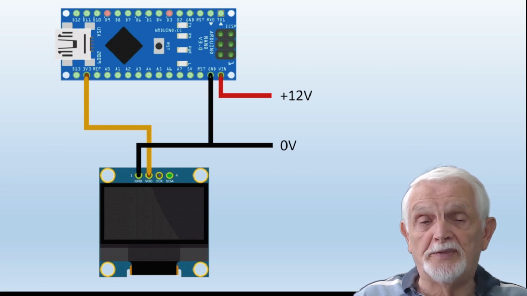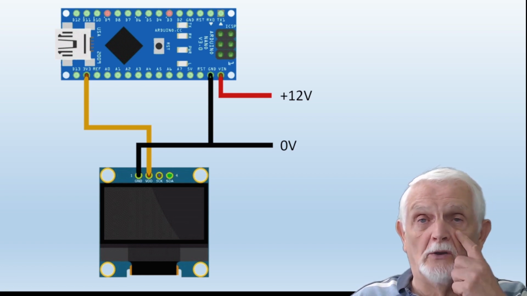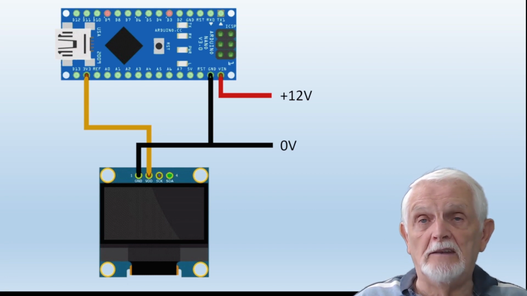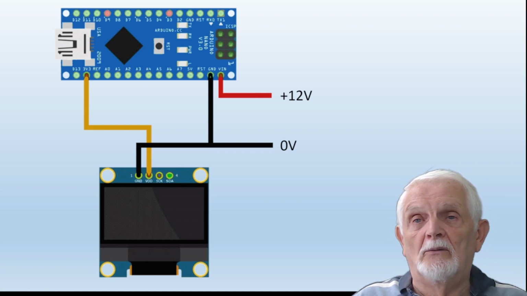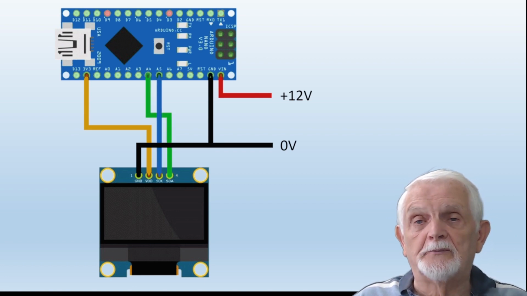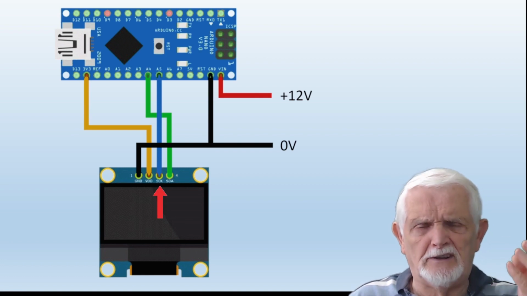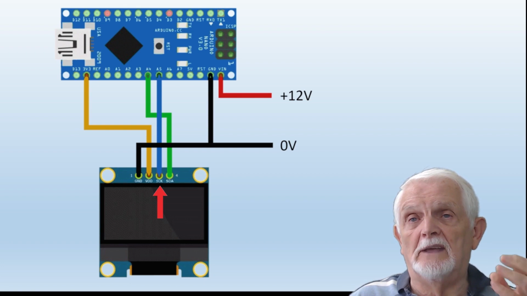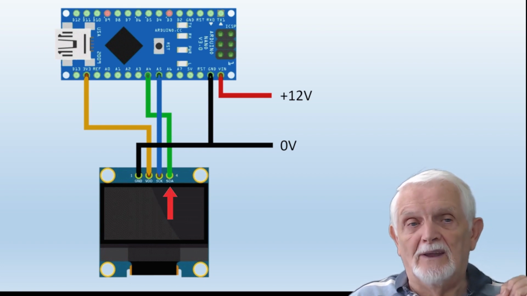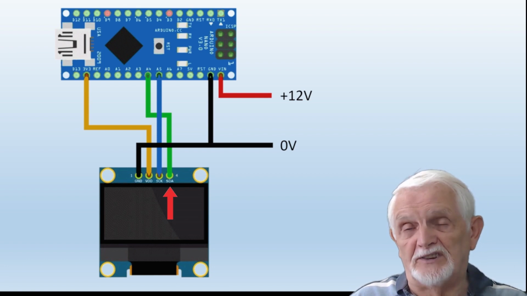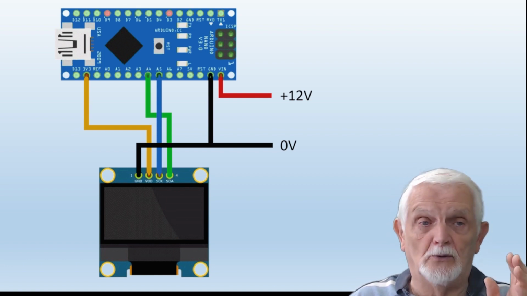So we now have both devices powered, and now we have to work out how we send information from the Nano into the OLED. 2 more wires. One which is called the clock, which just synchronises data between the Nano and the OLED, and the other one is the data, the actual information that you want to display on the screen being sent from the Nano to the OLED.